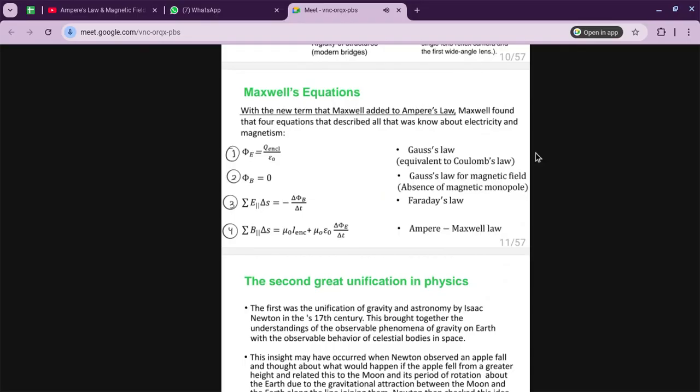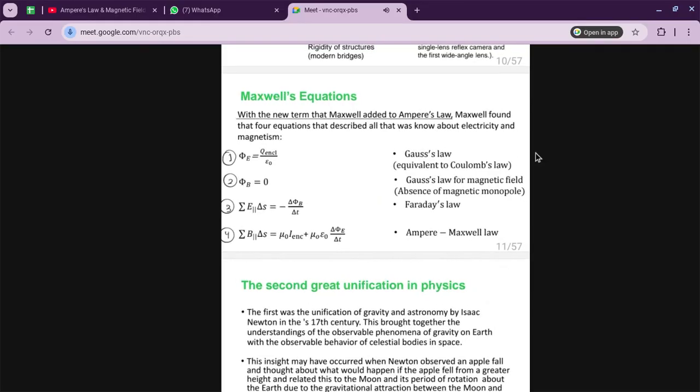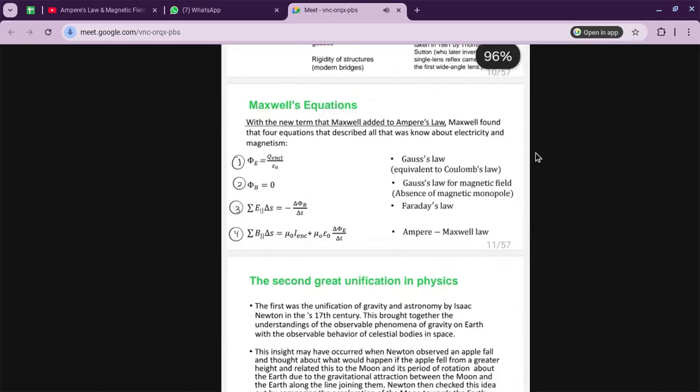First one is Gauss's law. We have heard this equation before. The electric flux must be equal to charge enclosed divided by epsilon. We have heard that, right? In Gauss's law, we have discussed this, that the electric flux is always equal to the charge enclosed divided by epsilon. We have discussed this. Phi B is equal to 0.